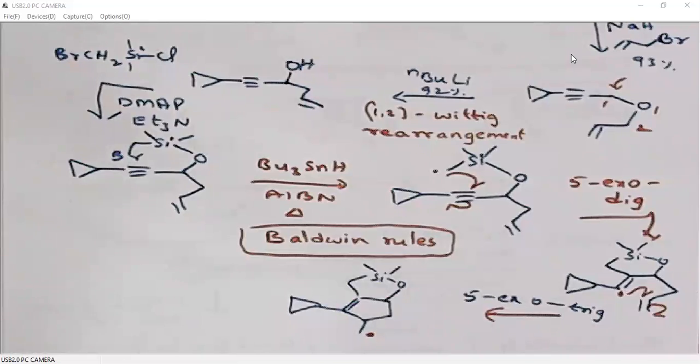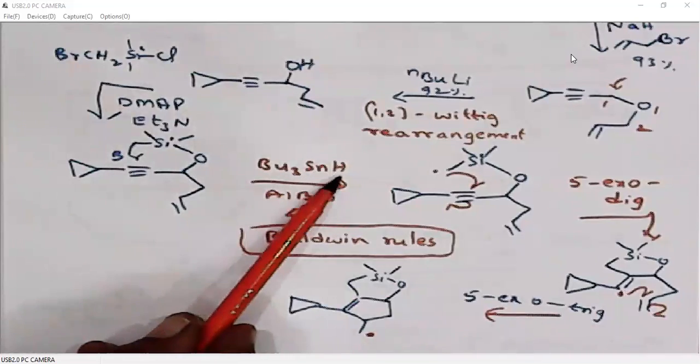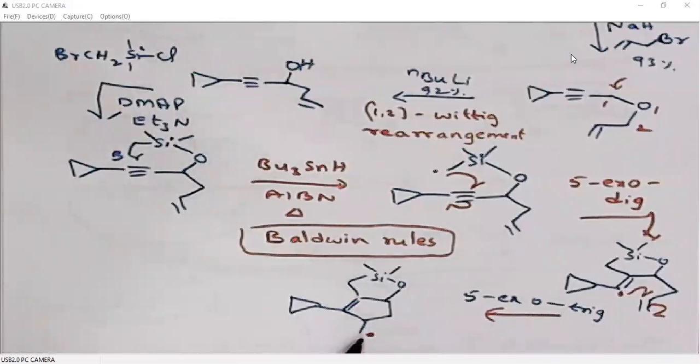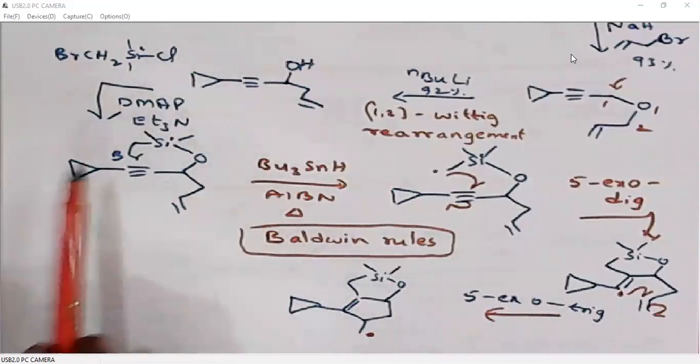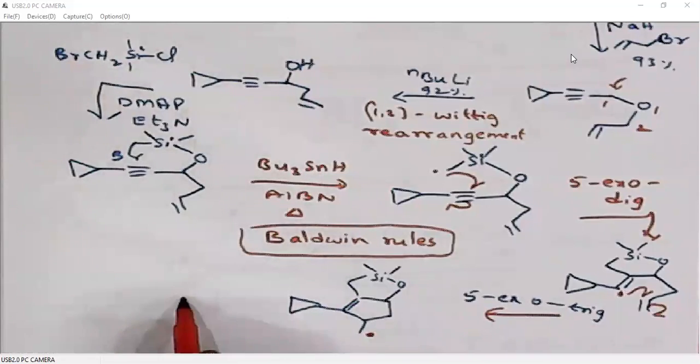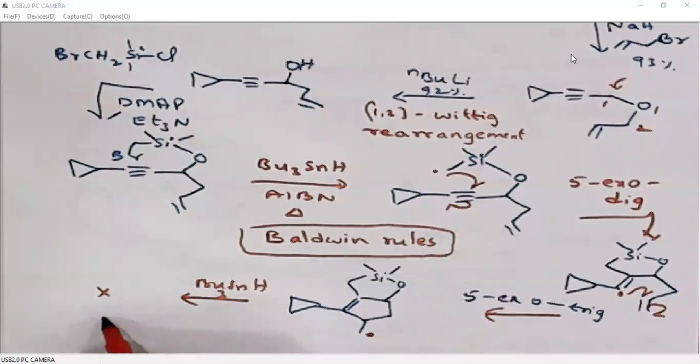Then this radical can be quenched with a hydrogen source. We are using tributyl tin hydride. So this hydride will be picked up by this carbon so that it becomes neutral. Then again this will be involved in another cycle, right? I'm not writing the product. And finally, you just write the product.